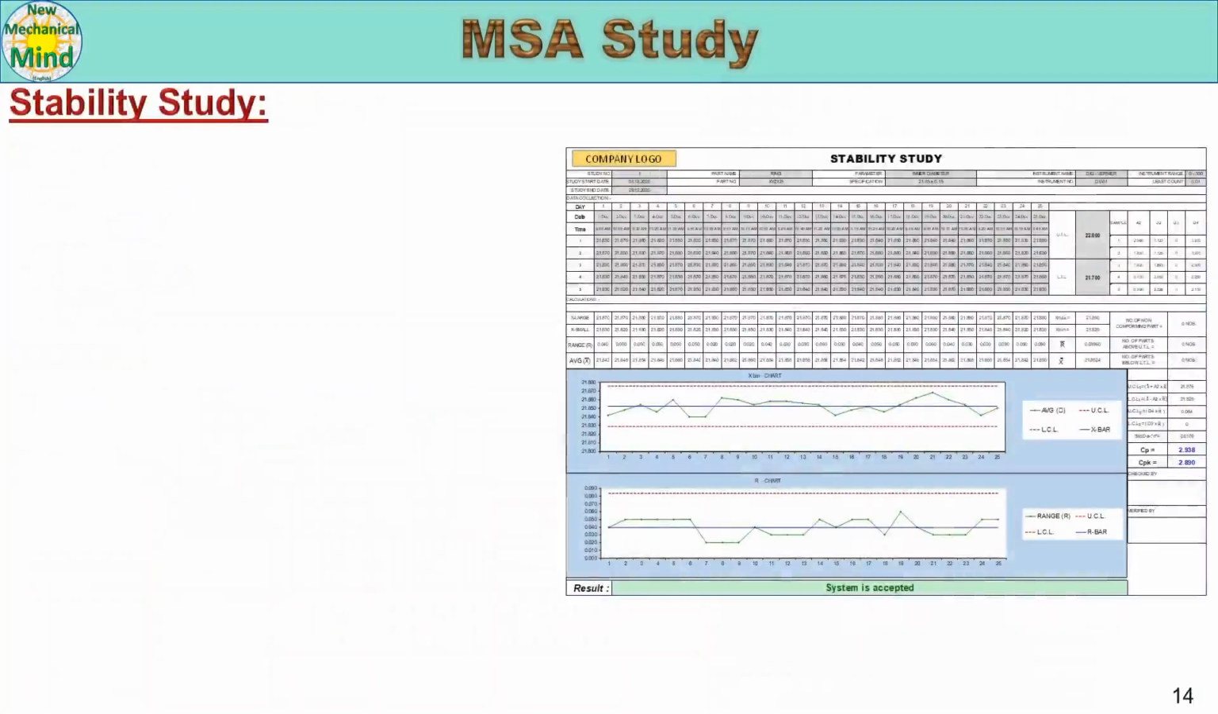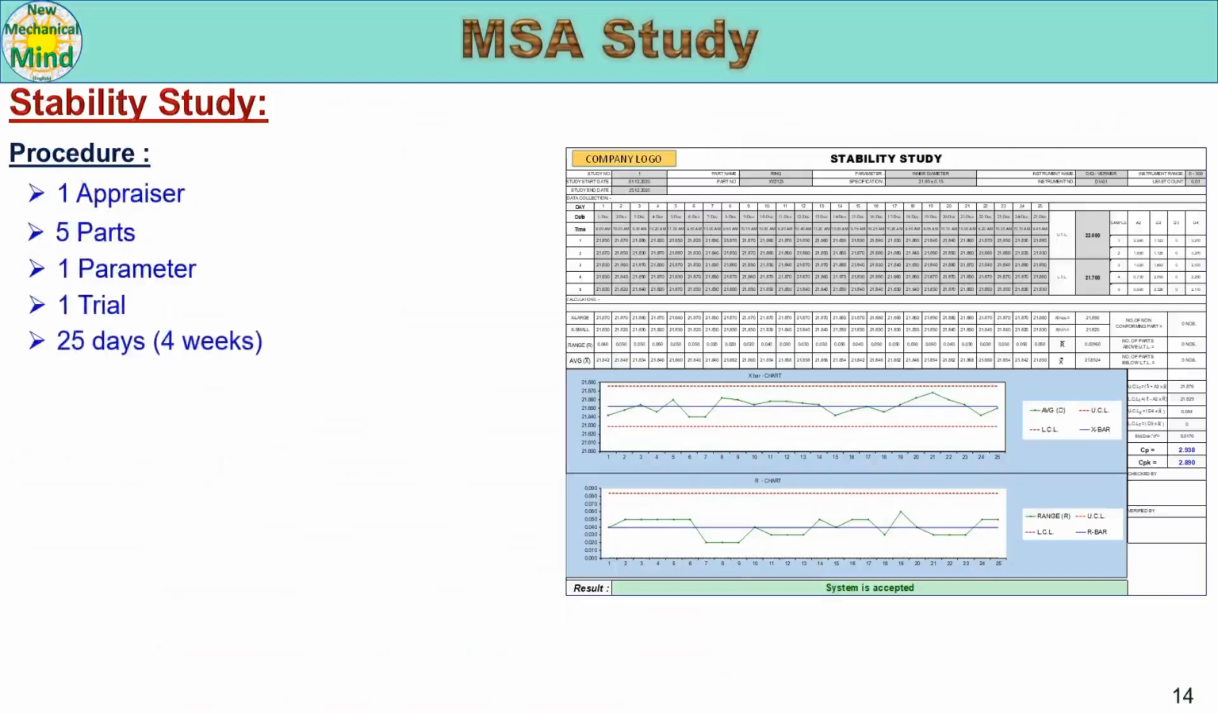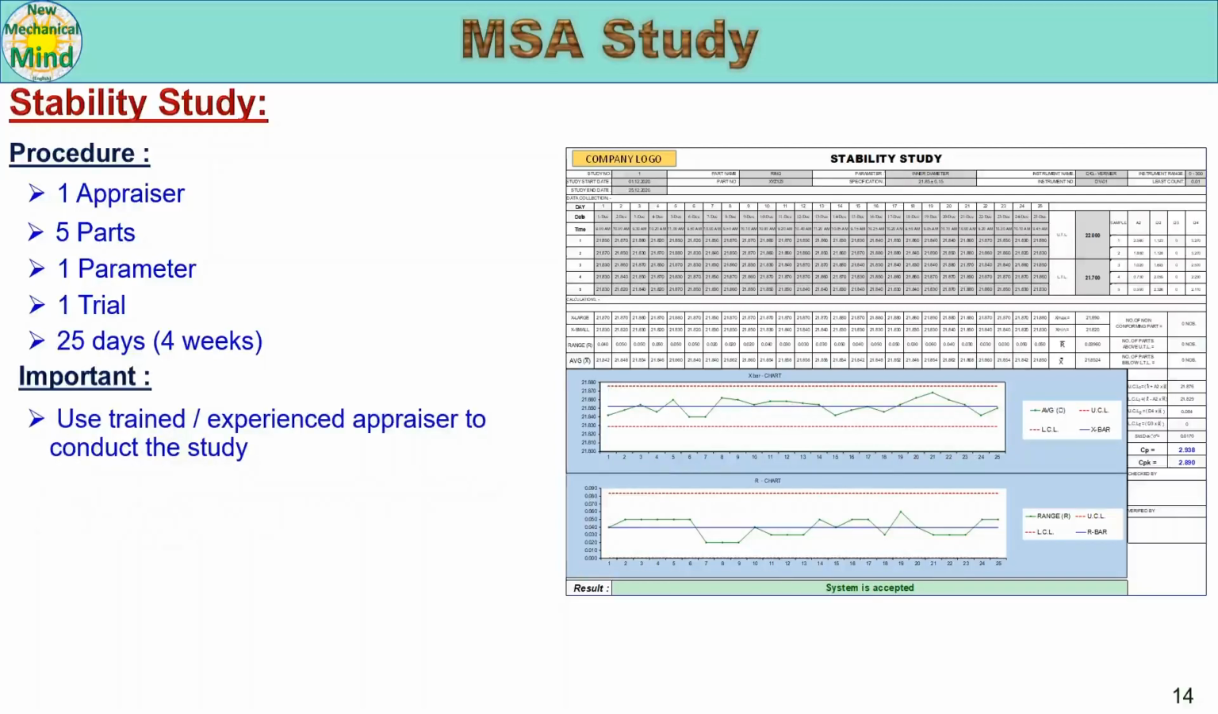Next, stability study. The procedure for stability study is 1 appraiser, 5 parts, 1 parameter, 1 trial, 25 days. That means 4 weeks. One appraiser will check 5 parts one time on a daily basis up to 25 days, and then he will record the observations in the format. Then the format will give the result. In stability study, the important thing is to use a trained or experienced appraiser to conduct the study, and the stability study is to be performed at the same room temperature.